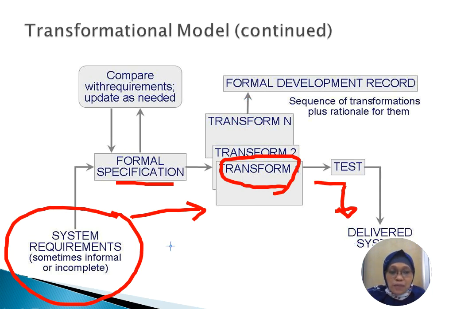So the steps in the software life cycle: the first one is requirement analysis, and then the design, which is the formal specification, then encoding to transform the formal development record. The fourth is testing, and the last is delivered system, or the implementation.